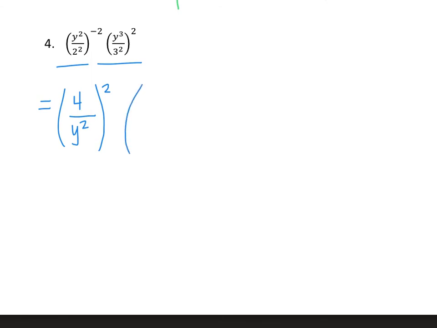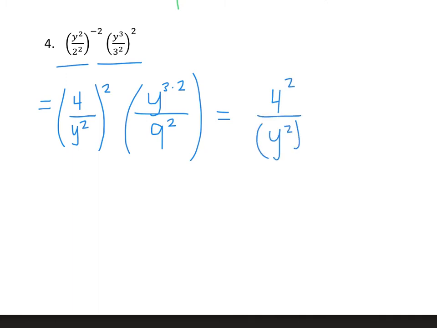And the other set of parentheses, we can bring that 2 inside and apply it, so 3, y to the 3 times 2 over 3 squared, which is 9, and then the 2 that's on the outside gets applied to that. All right, so a little more simplifying to do. We bring that squaring inside the numerator and the denominator.